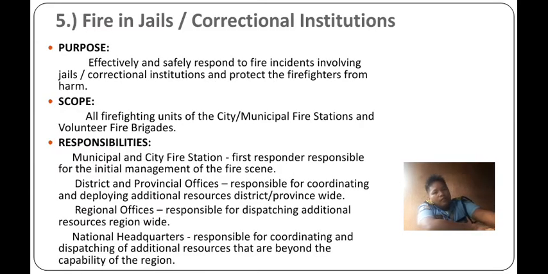5. We have here a fire in jails, correctional institutions. What is the purpose here? The purpose is to effectively and safely respond to fire incidents involving jails and correctional institutions and protect the firefighters from harm. The scope and responsibilities here are the same as number 1, 2, 3, and 4.